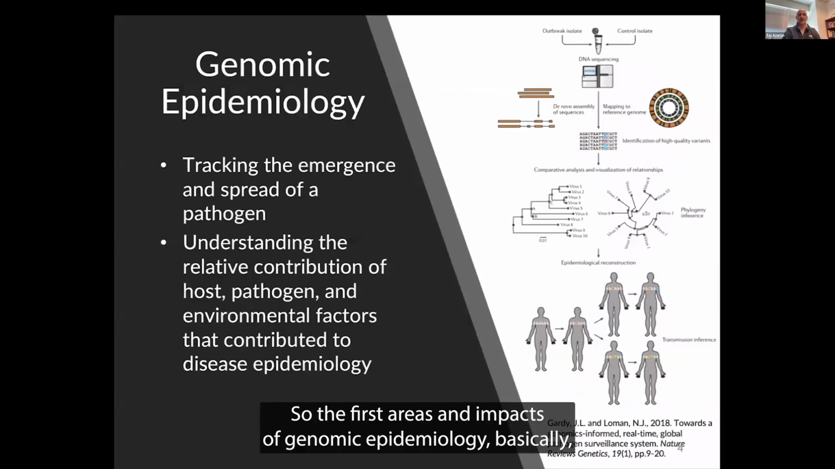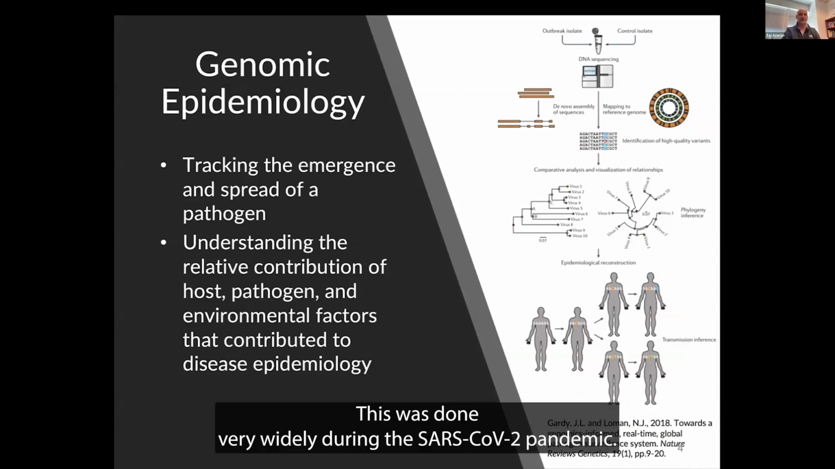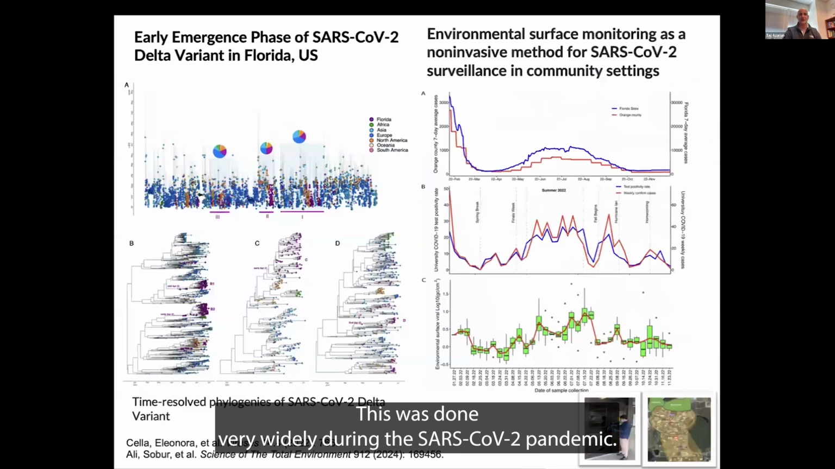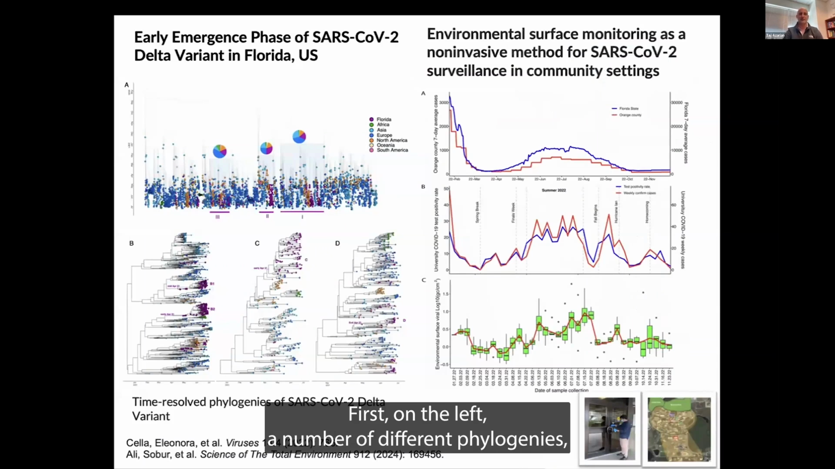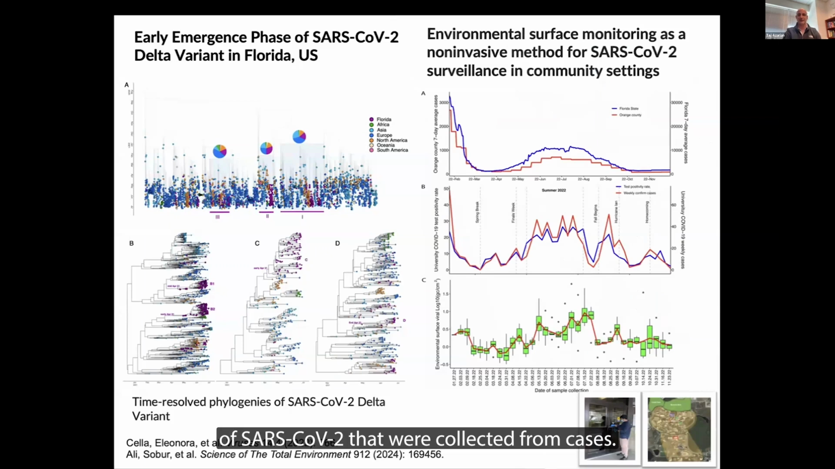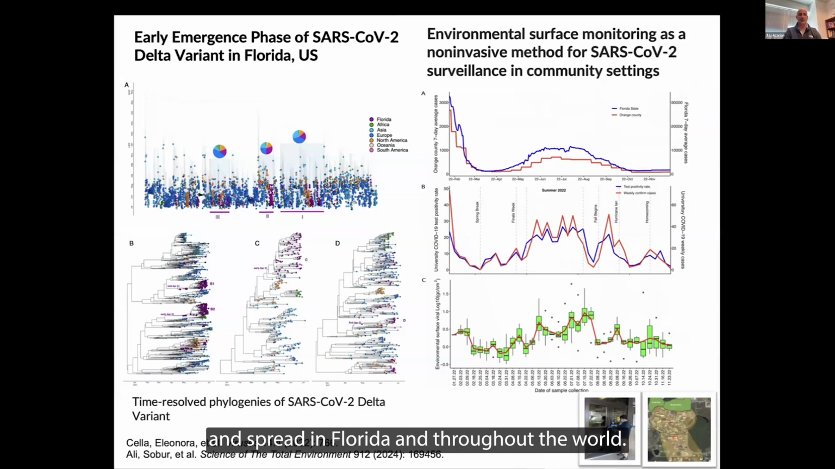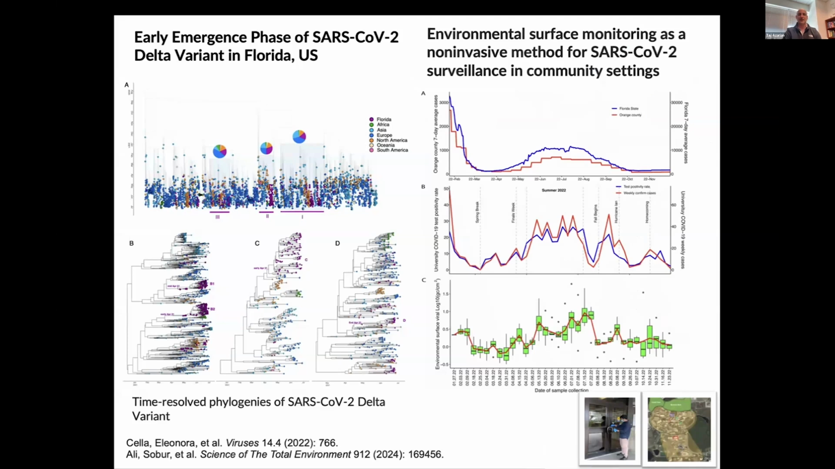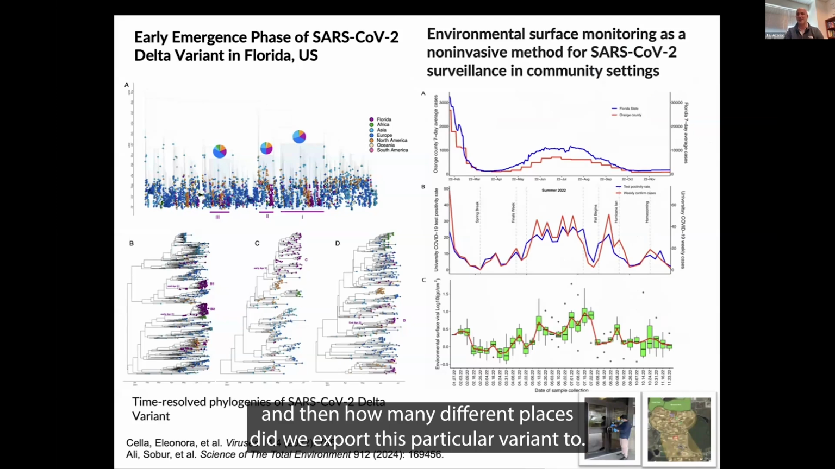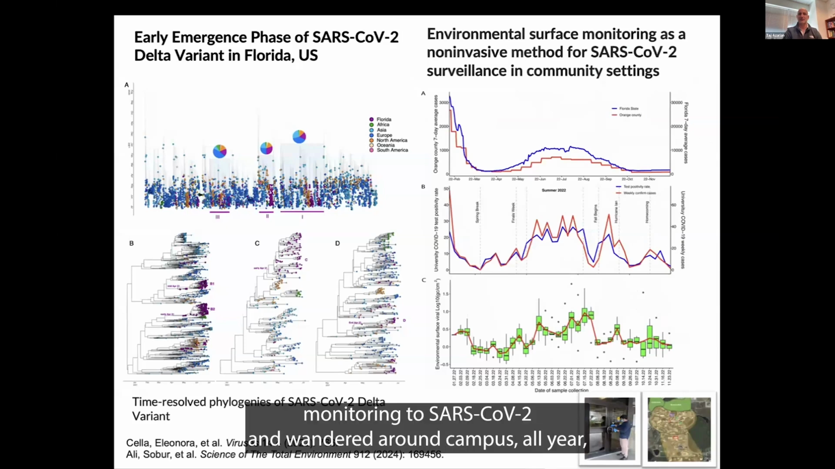So in the first areas and impacts of genomic epidemiology, basically we're using these tools to track the emergence and spread of a pathogen. This was done very widely during the SARS-CoV-2 pandemic, and we see here two studies that were done. First, on the left, a number of different phylogenies, which are a representation of the genetic distance among strains of SARS-CoV-2 that were collected from cases. And we used these tools to investigate its emergence and spread in Florida and throughout the world. So how many times this particular virus was introduced, and then how many different places did we export this particular variant to.